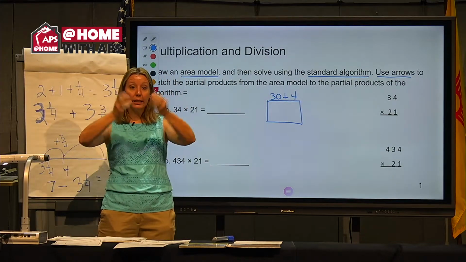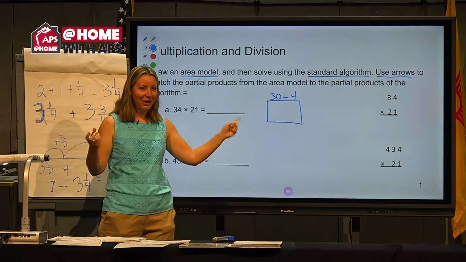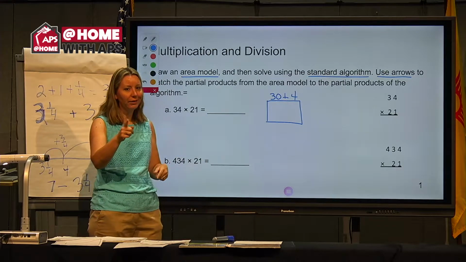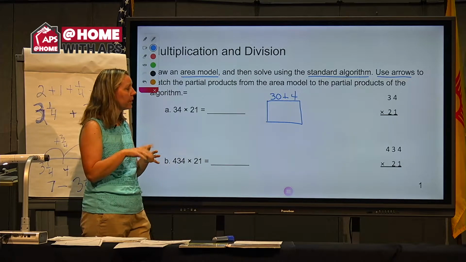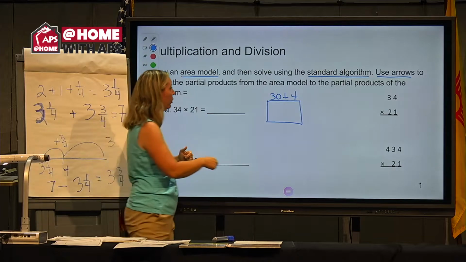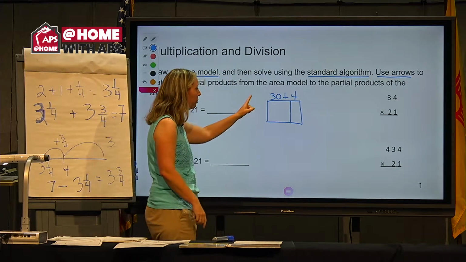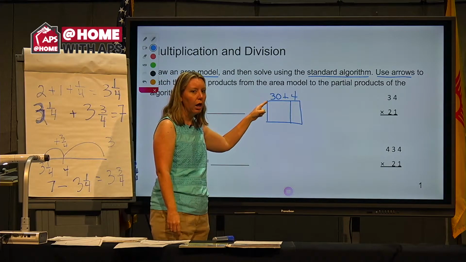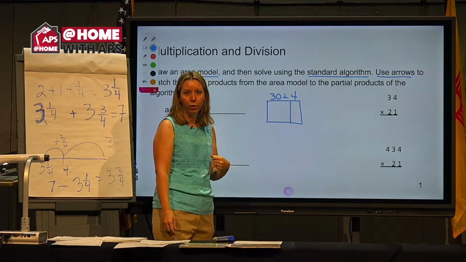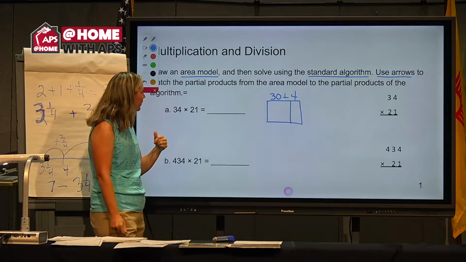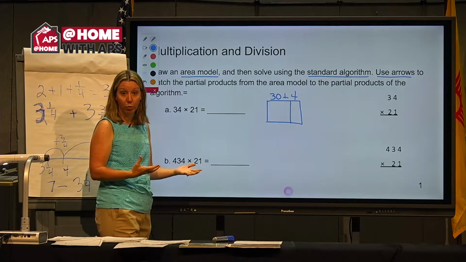Because I split the number up, what do I need to do in my area model? Some of you got it. Some of you are like kind of, I don't quite remember that. It's okay. That's why we're going over it. We have to draw a separation because we're going to multiply first by 30, and then we're going to multiply by 4. My next number, I have 21.